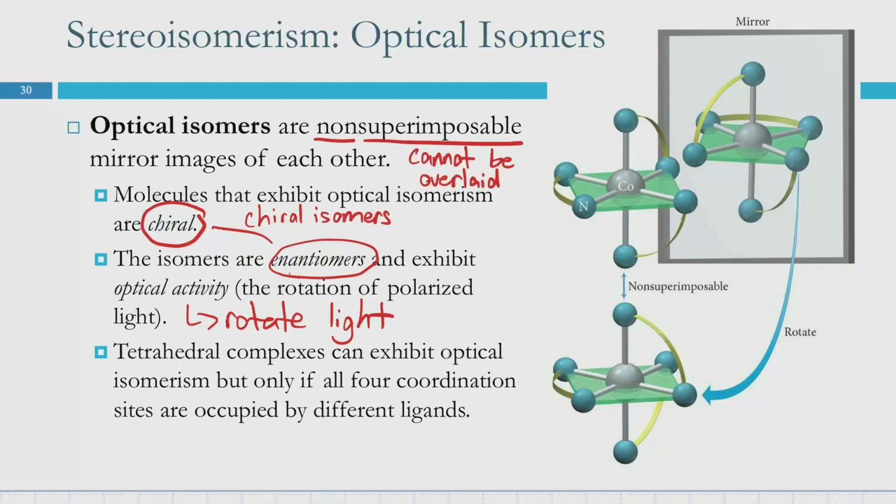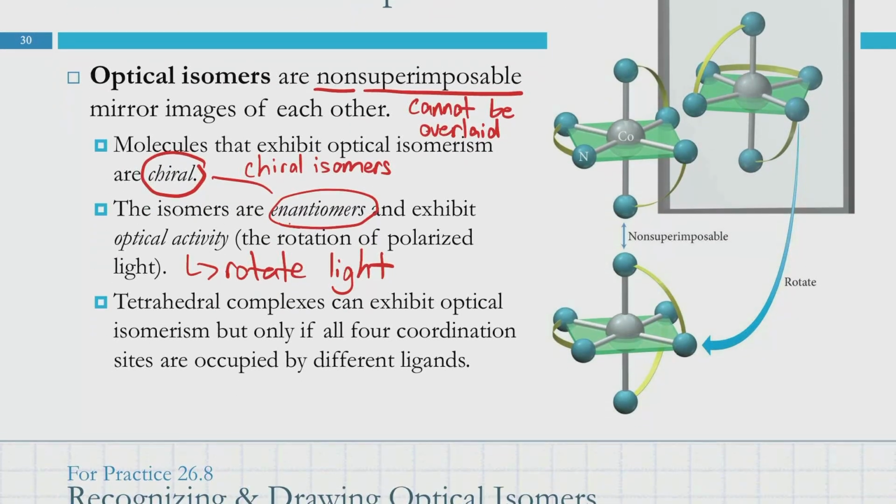And that's what these optical isomers do. So however you want to rotate them, there's no way that you can rotate them where they overlap perfectly and they're the exact same thing. And if you look at them in a mirror, one is just the other one but flipped in some way. So those are optical isomers.